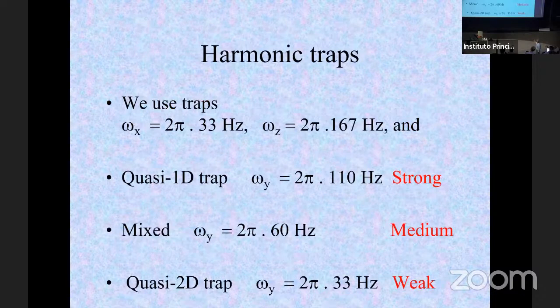We have 25,000 atoms, and this is the 1D trap. 1D is the top trap. This is the strongest trap. So we have three droplets. Then this is the mixed trap, which is weaker, the second trap, which is medium. It's not so strong. So you see only one droplet is formed. Because the first trap is very strong, it is crushed in the middle and three droplets are formed. Now one droplet is formed.